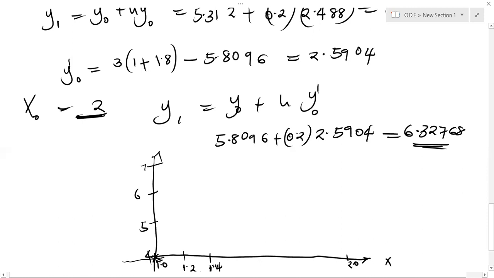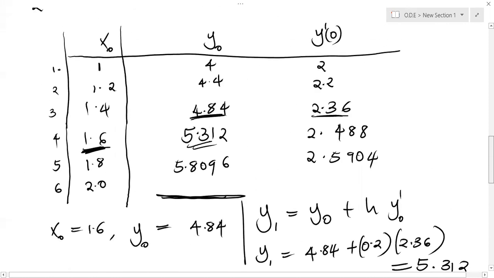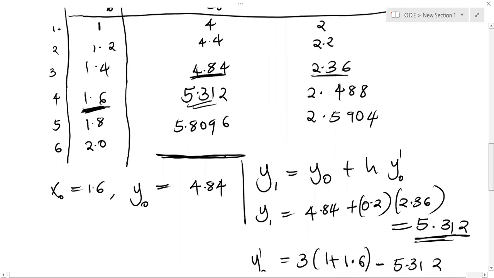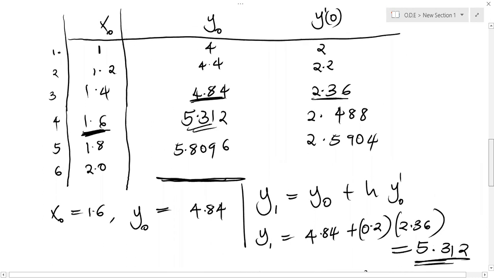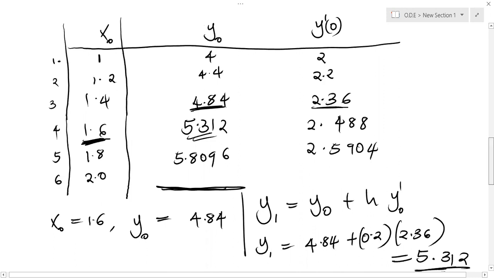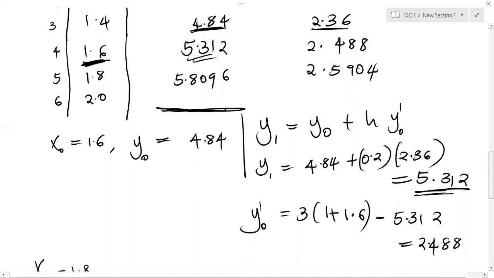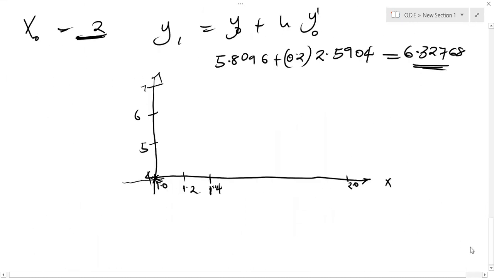At 1.2, what was the value? If you go back to the table, you will get that at 1.2 our value was 4.4. At 1.4, our value was 4.84. At 1.6, our value was 5.3. And finally at 2, the last one, our value was 6.3. So guys, plot those and then let's see what kind of a curve we get here.